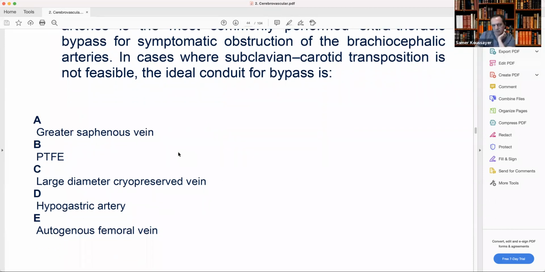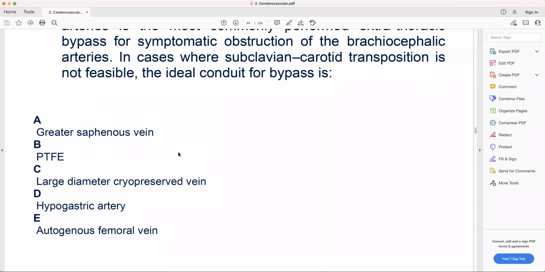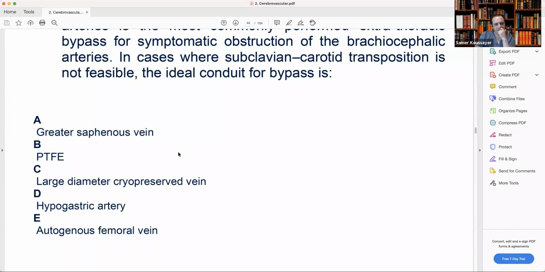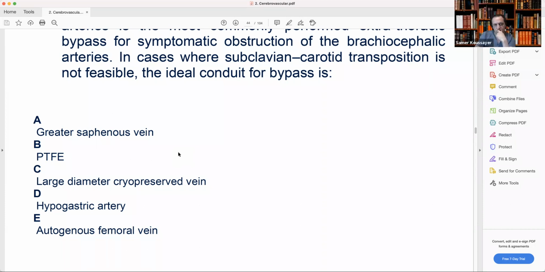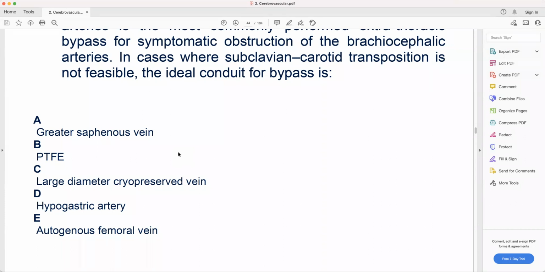PTFE or large diameter cryopreserved vein. Cryopreserved vein is sometimes thrombogenic and not helpful. It's very bad. We don't even use it for femoral-popliteal bypass or anything like that. It should always be your last choice. Cryopreserved veins thrombose, and the patency rate is not more than one year, so they are not good for any kind of bypass. Hypogastric artery? We don't use it either. It's small.